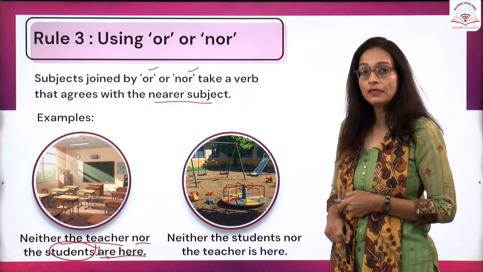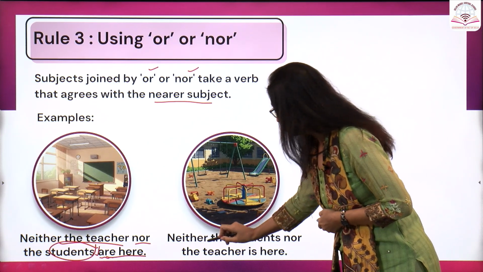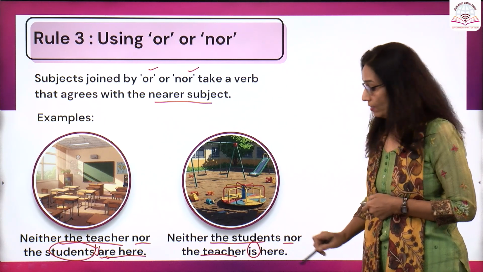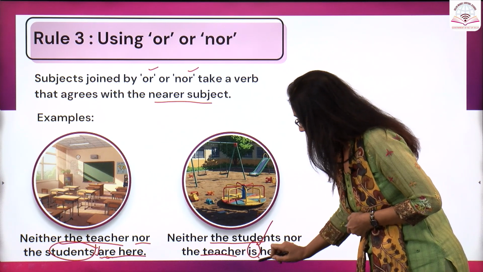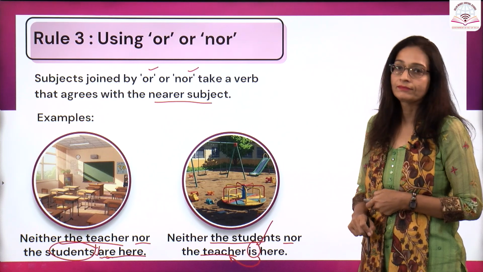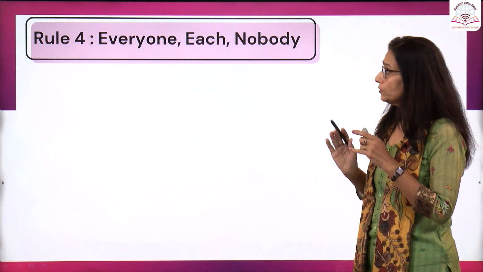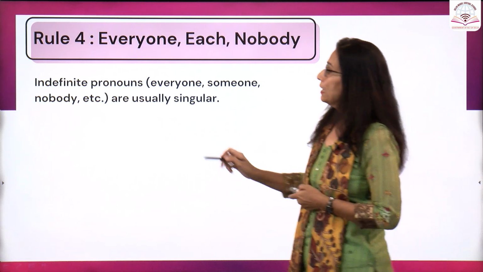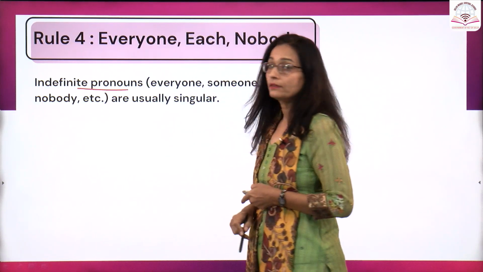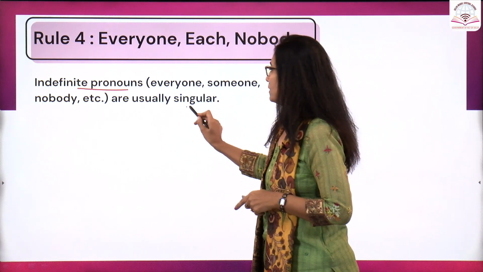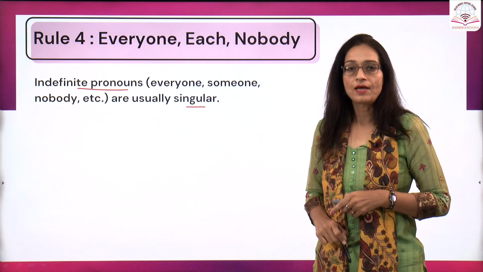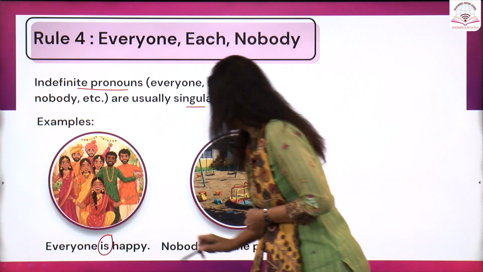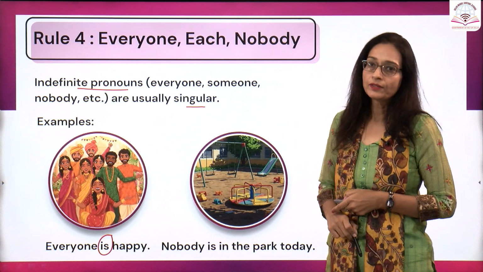Let us take a look at the other example that we have. Neither the students nor the teacher is here. Now here we have used is after looking at teacher. Let's move further. Talking about words like everyone, each, nobody, all these are indefinite pronouns and they are usually singular. Now let us take a look at our examples. Everyone is happy and nobody is in the park today.